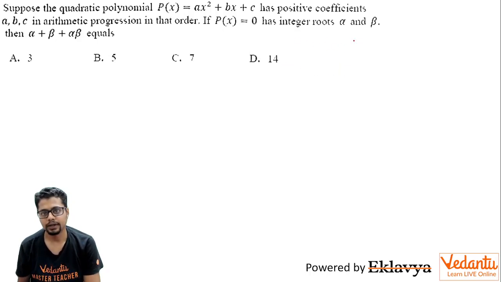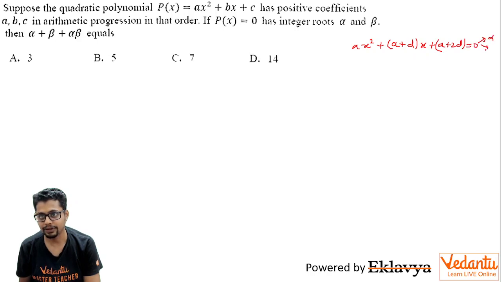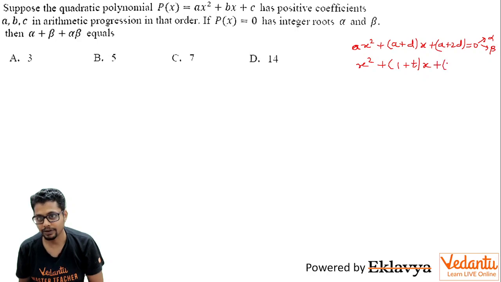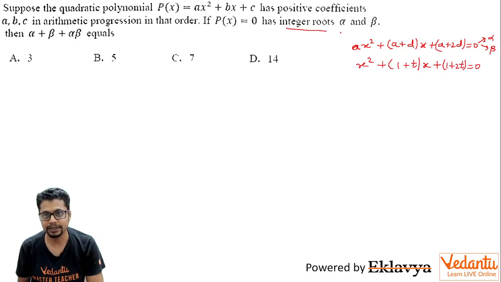So here p of x equal to 0 has integer roots. So ax square plus (a plus d)x plus (a plus 2d) equal to 0 has integer roots alpha and beta. So here you may say, if I divide this whole equation by a, because a is anyway positive, that means a is non-zero, so x square plus (1 plus t)x plus (1 plus 2t) equal to 0 has alpha and beta roots, and here alpha and beta are integers.